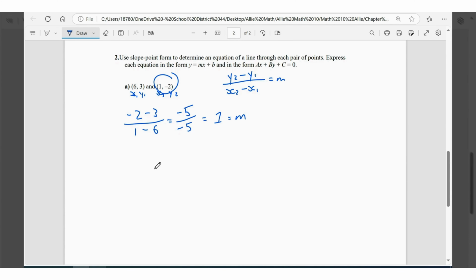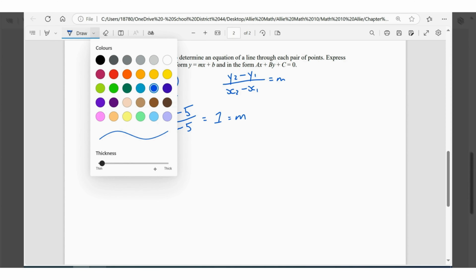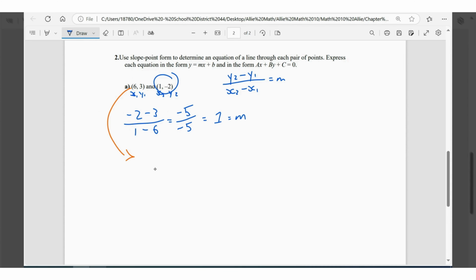And now we can put this in our slope point form. You can use either one of the points. Maybe I'll just use this one right here. So we can use either of these points. I'll use the 6 and the 3. So we have y subtract 3 equals slope, that's 1 times x subtract 6. And there is our slope point form.